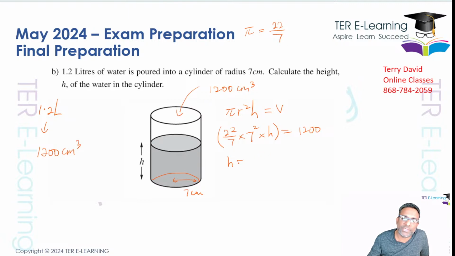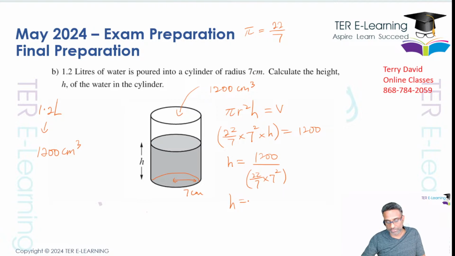So h is equal to 1,200 divided by 22/7 multiplied by 7 squared. Therefore the height of the water is going to be, and I'm getting about 7.8 cm. So you can approximate here. So this is part B, and that takes care of question 6.